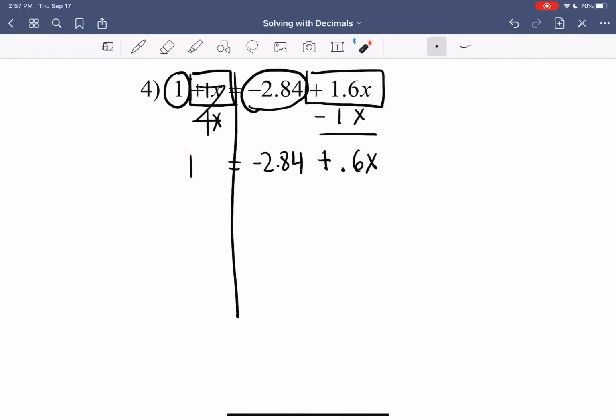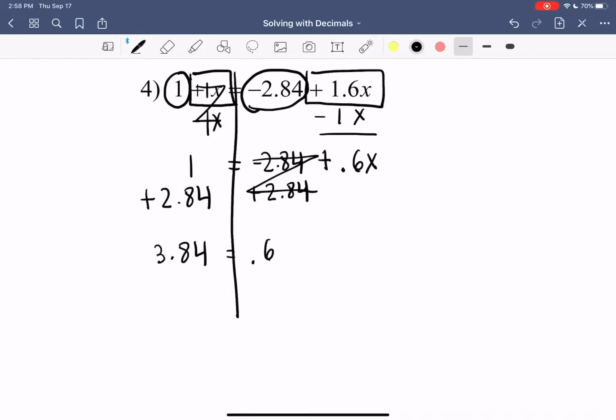So we have a constant 1 and we have a constant negative 2.84. And so we're going to identify the constant that's on the same side as the variable, and that's pretty obvious. We have it right here, the negative 2.84. So we're going to add 2.84 to both sides. So this will become 0, and we'll be left on the right side with 3.84 equals 0.6x.